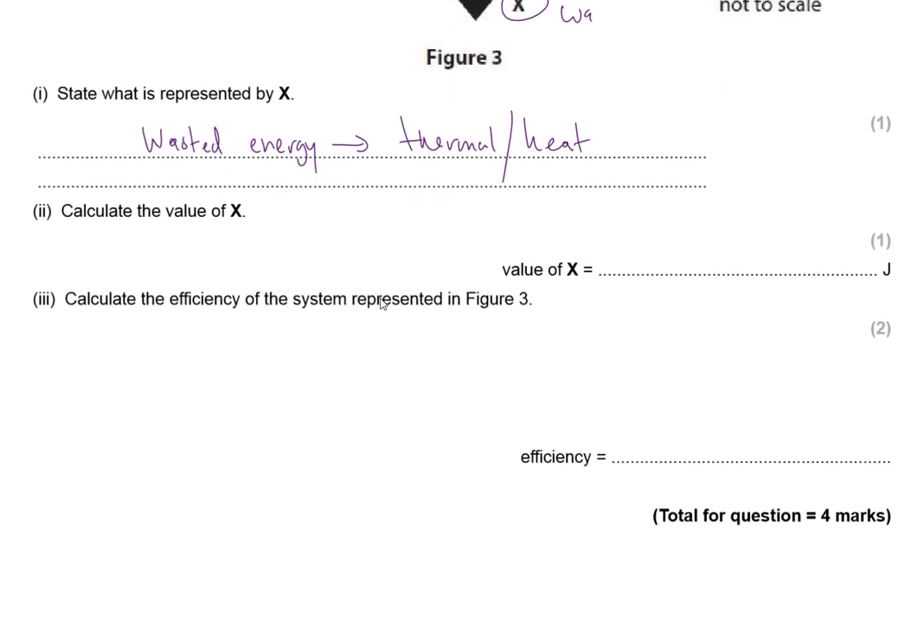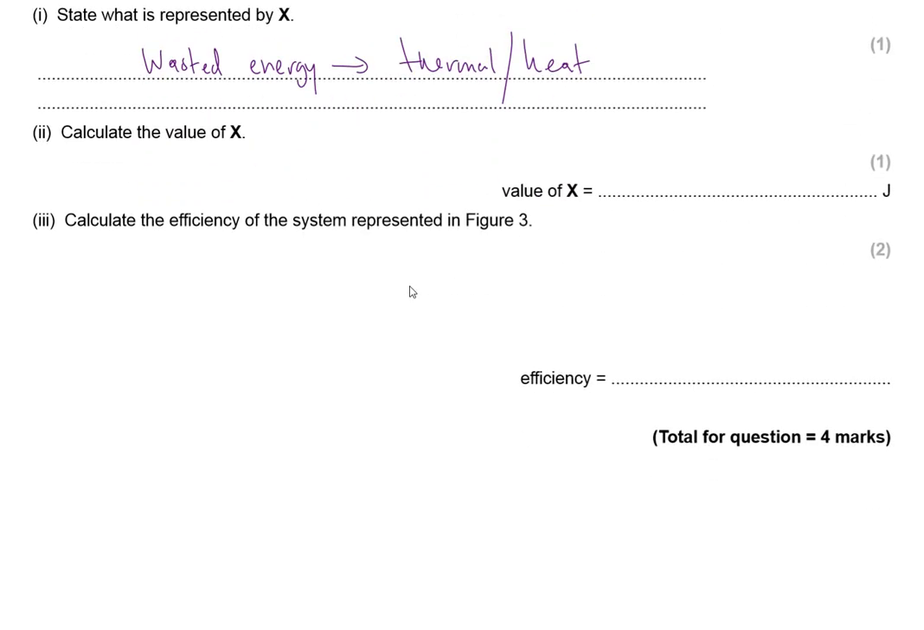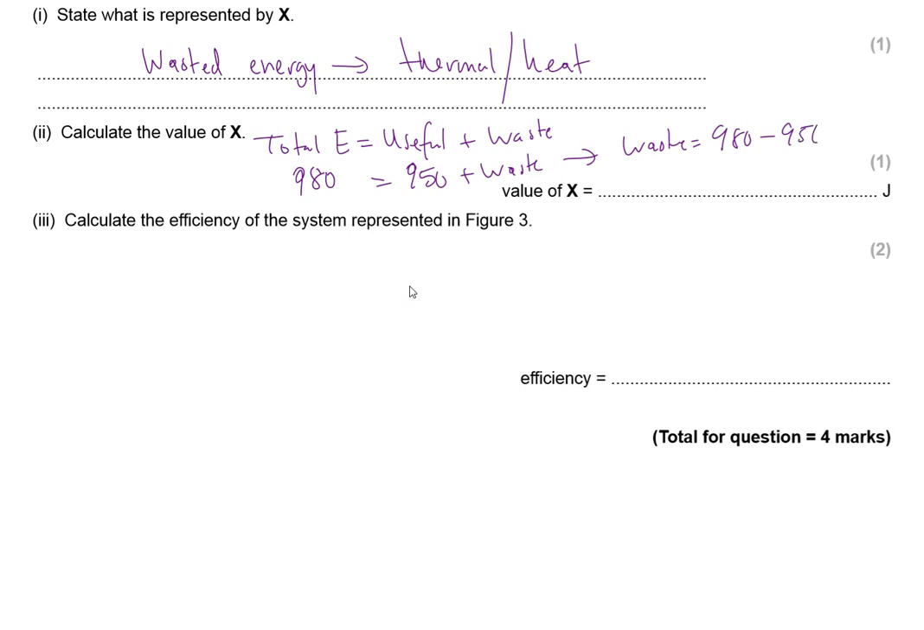Now calculate the X. Now X we know, let's have a look. The total energy equals useful plus waste. Now the total is 980. Useful is 95 plus waste is we don't know. So therefore waste is 980, take away 95, and this equals 30. Okay, again, for those who got this wrong, make sure that you know how to work this out.